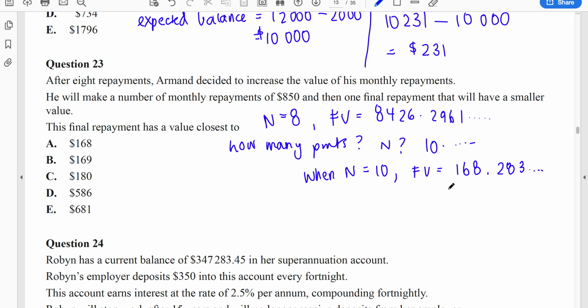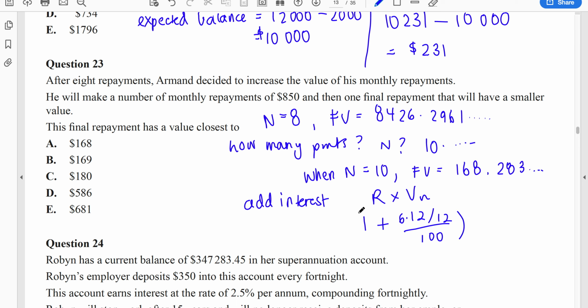Now, that's going to be incorrect, because when Armand actually owes this 168 going into that final payment, he will be charged interest on that $168. So the final step in getting this one is to add the interest onto $168. So all I do here, you really just need to do R times your value, R times Vn. R's 1 plus your rate, so 6.12 divided by 12 over 100.